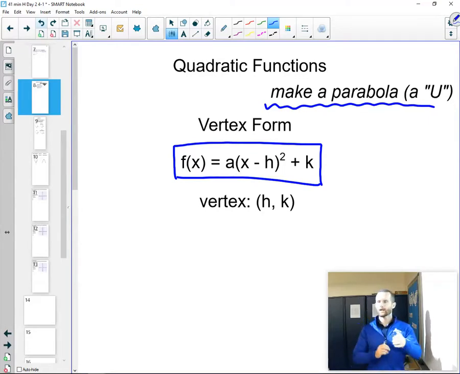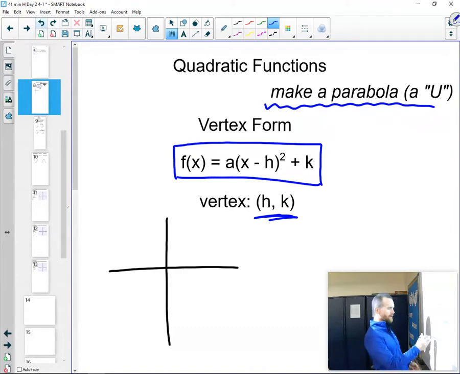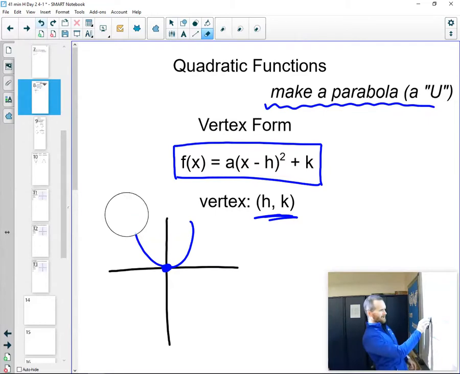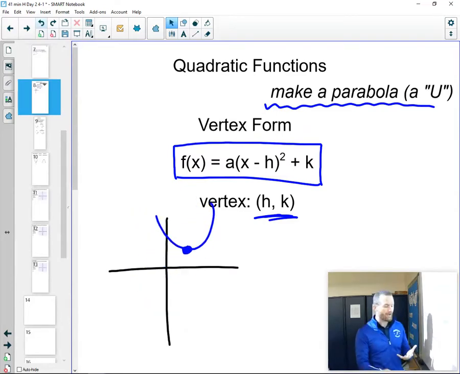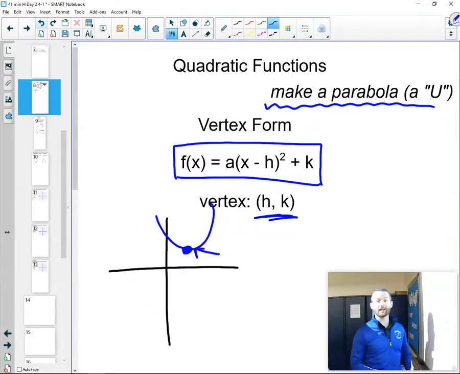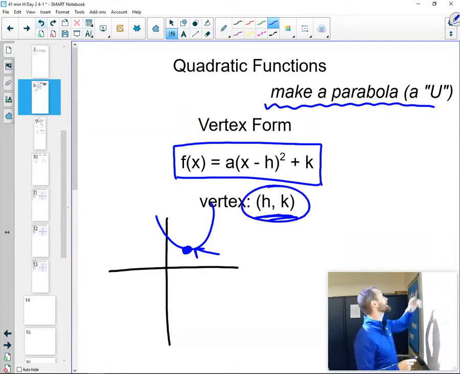The way the translation rules end up helping us graph is they give us the vertex. Because the vertex of the parent function starts at the origin. So if we have a coordinate plane here, the vertex always starts right there of our parabola. And then, the h moves it left and right, the k moves it up and down. So h and k, whatever they are, end up giving us the vertex, the most important point of our graph.